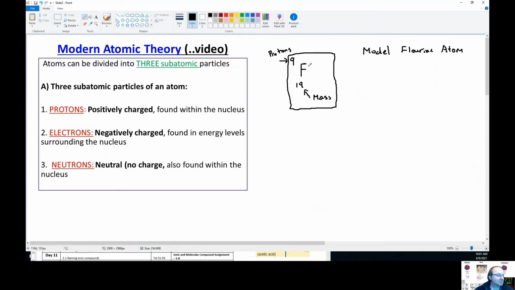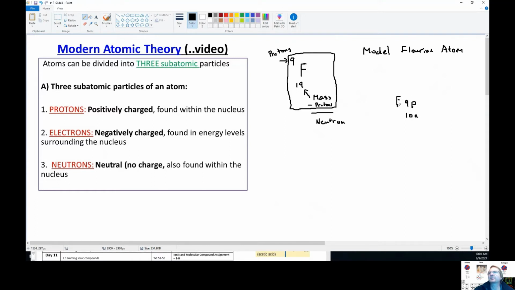But yeah, let's make a model here. Let's start in the center. We'll just put an F so we know we're talking about fluorine. Let's put how many protons there are. So take a look. So 9. And let's put a little p for protons. How many neutrons is that? That's our mass, so subtract the protons, and we're going to get our neutrons, right? Well, 19 minus 9, so there's 10 neutrons.